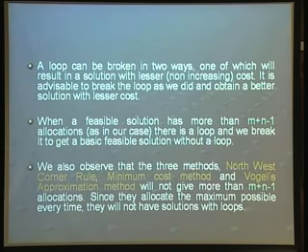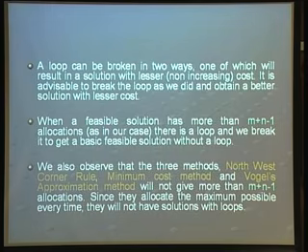When a feasible solution has more than m plus n minus 1 allocations, as we had here with 7, then it automatically tells us that there is a loop somewhere and that loop has to be broken. When we have more than m plus n minus 1 allocations, we can be confident that there exists a loop. The solution is not basic feasible, we have to break the loop and then make it basic feasible.